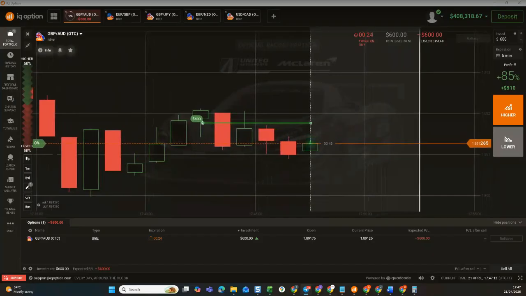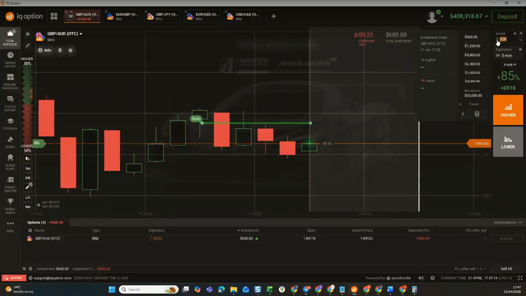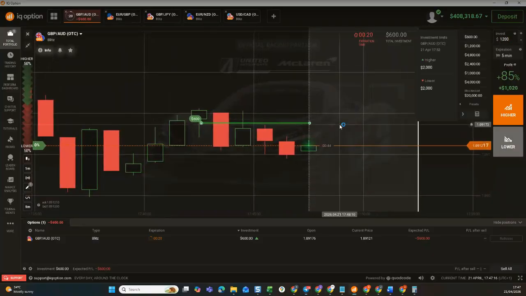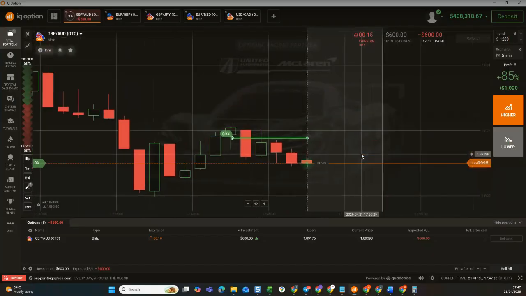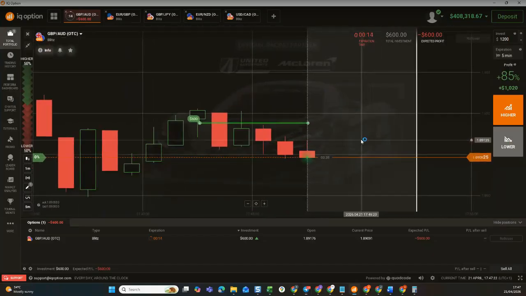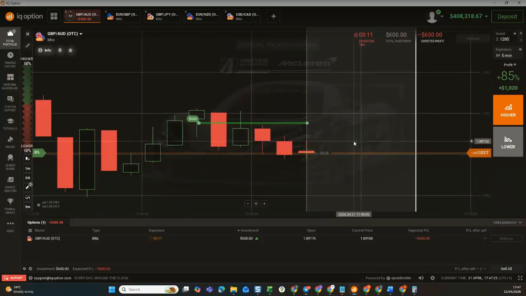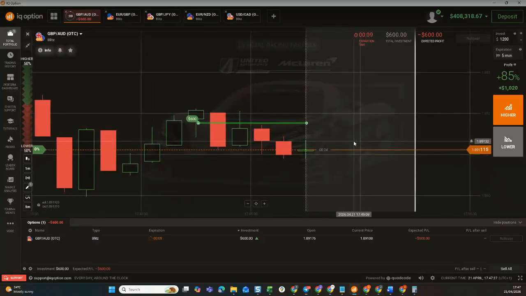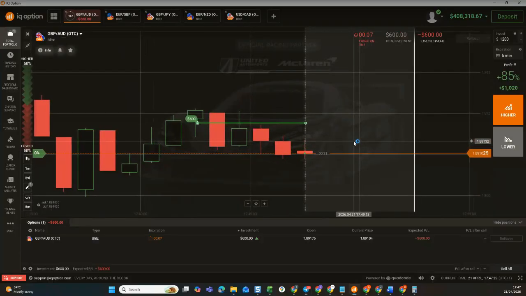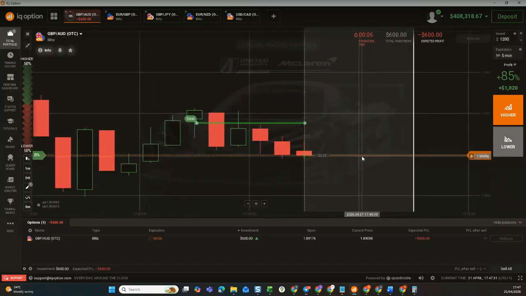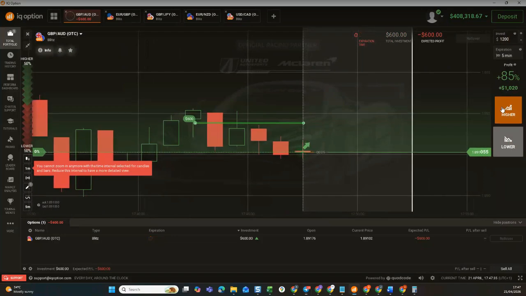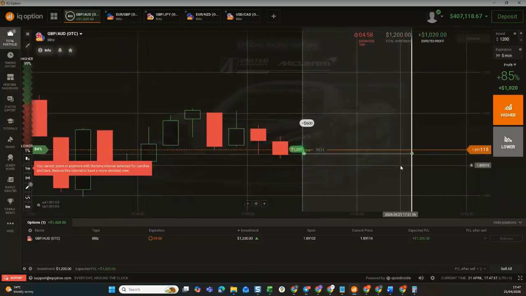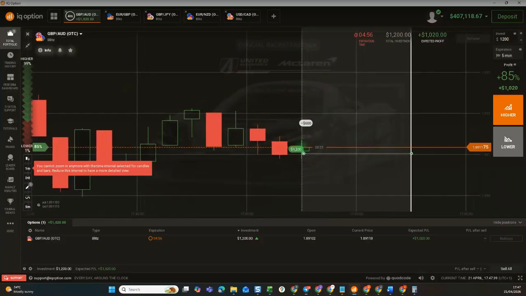So get ready, guys, for Martingale level 1. We are going to be using that in a bit, in 20 seconds. Get ready. 16, 15, 14, 12, 11, 10, 9, 6, 5, 3, 2, 1. Get ready, guys. So we are on the first Martingale level right now. Let's see how this goes, guys.